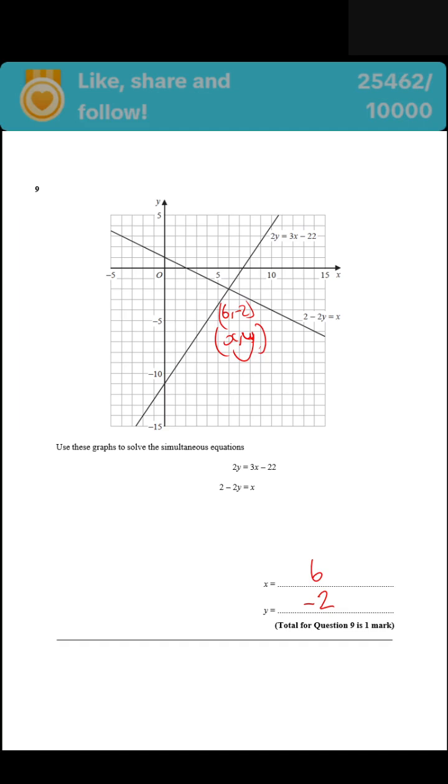The question that's on the board is a higher paper question. I've never seen graphical simultaneous equations on a foundation paper yet. Doesn't mean it won't be, but it's highly unlikely.